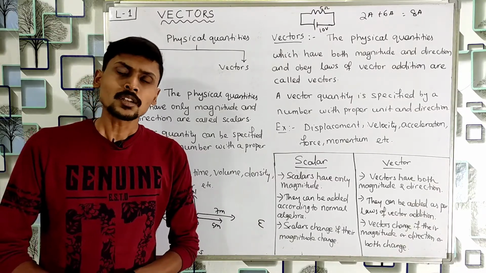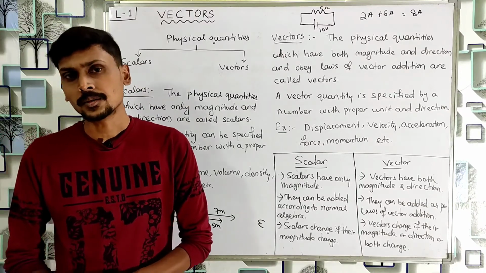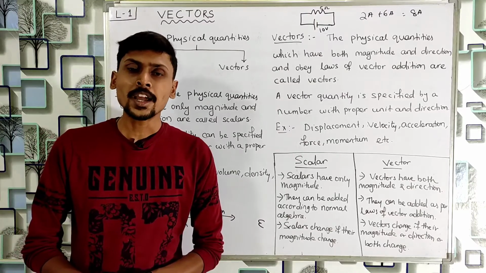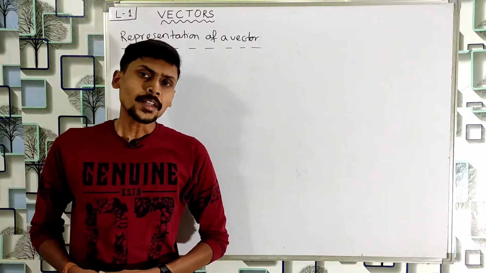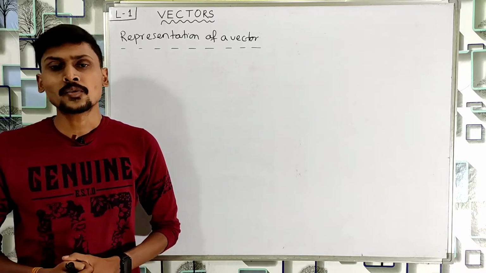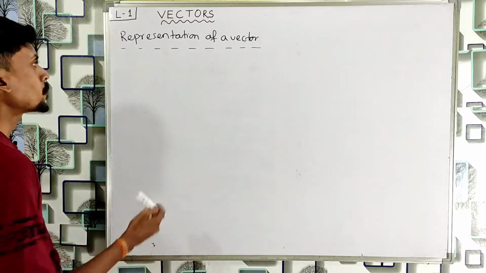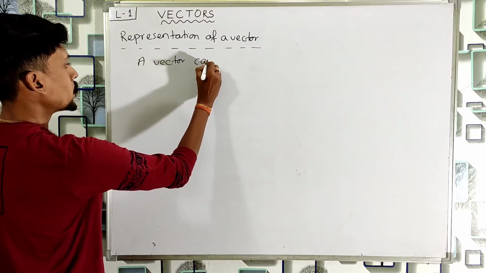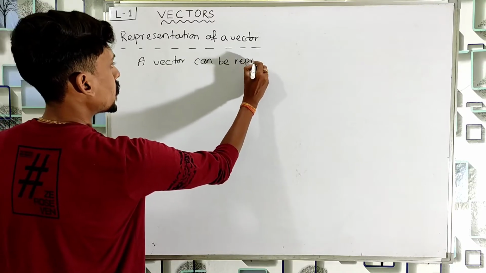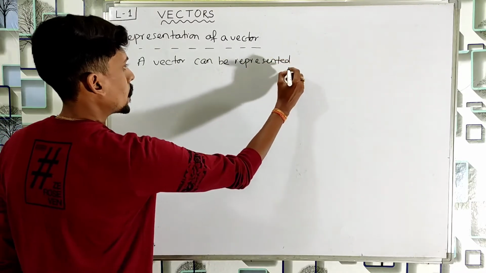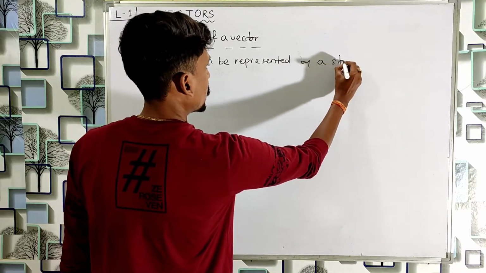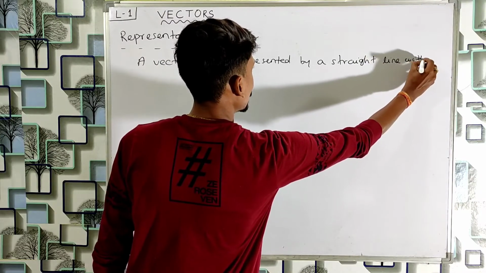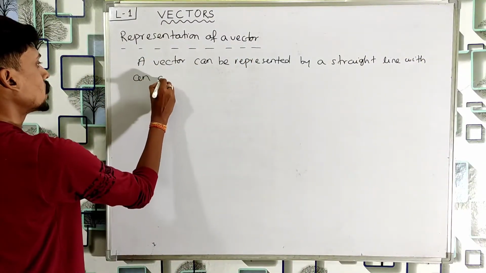Now we will discuss how to represent a vector in figure, in diagram, how to represent a vector. A vector quantity can be represented by a straight line with an arrowhead. Let me write here. A vector quantity or a vector can be represented by a straight line with an arrowhead.